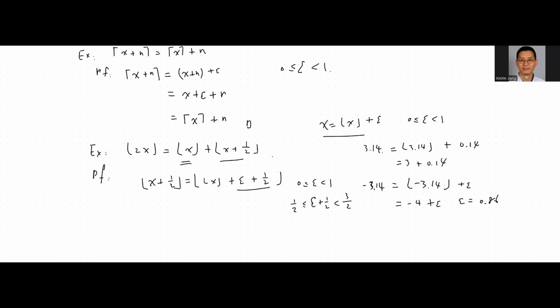If it's 0.8, then you can just get rid of it. The floor of x plus 0.8 is simply the floor of x. But if this number is 1.2, then the floor of x plus 1.2 is actually the floor of x plus 1. So this one is not very clear. So we need to work with cases. So case 1, when epsilon plus half is greater than or equal to 0 and less than 1.